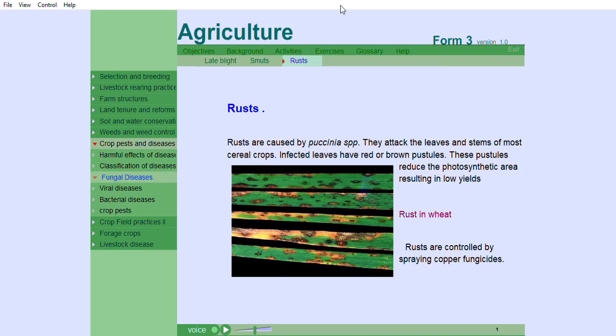Rusts. Rusts are caused by Puccinia spp. They attack the leaves and stems of most cereal crops. Infected leaves have red or brown pustules. These pustules reduce the photosynthetic area, resulting in low yields. Rusts are controlled by spraying copper fungicides.